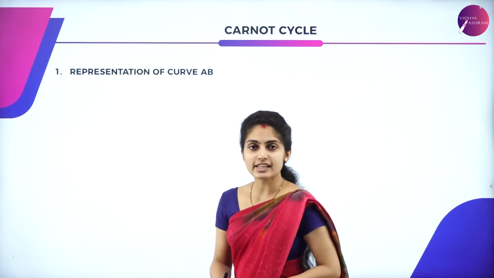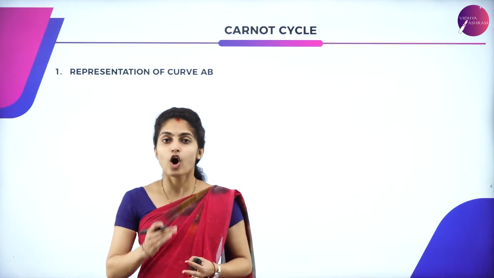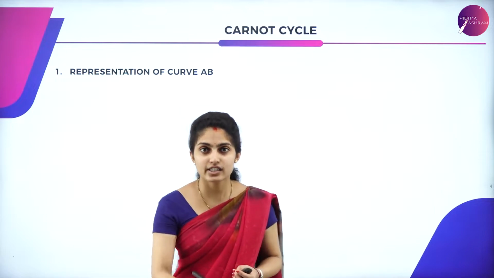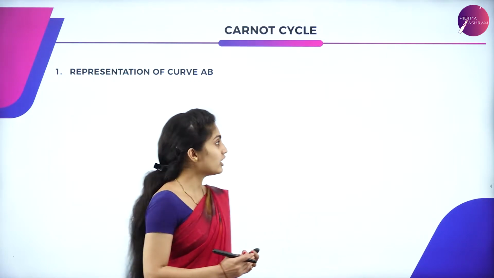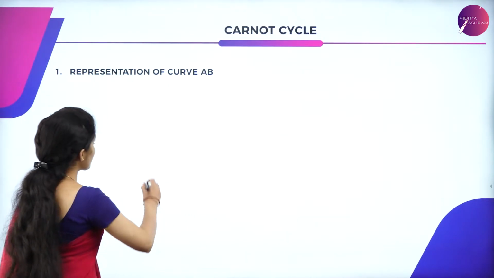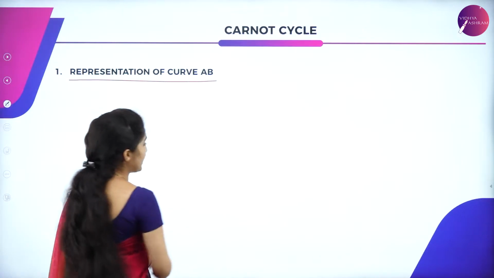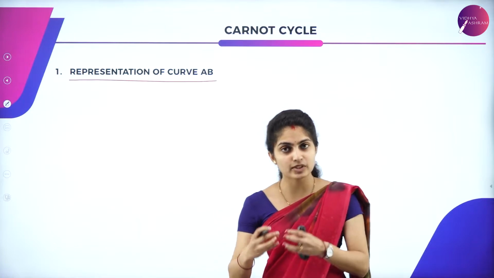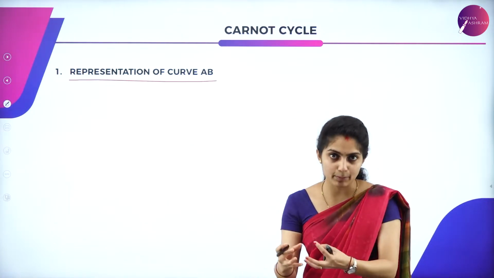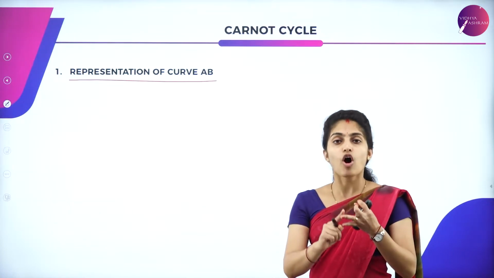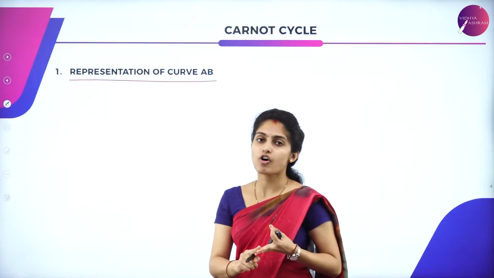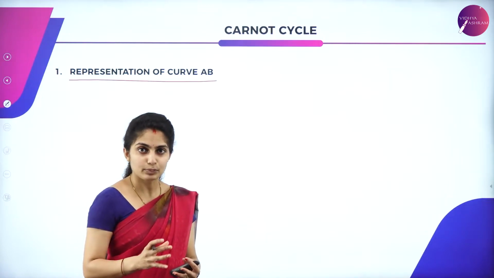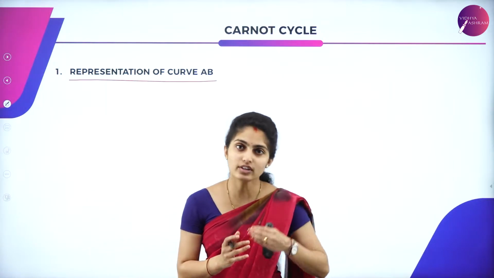So the Carnot cycle is a reversible cycle of 4 steps. After those 4 steps, it gets reversed back again. So here we have the representation of curve AB. In this Carnot cycle, we are checking where exactly the working substance is kept: upon the source, the insulating stand, or the sink. First of all, the working substance is kept on the source.